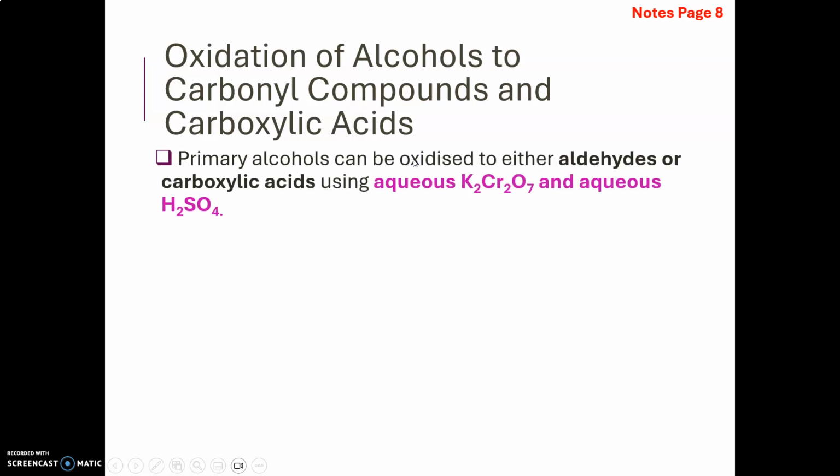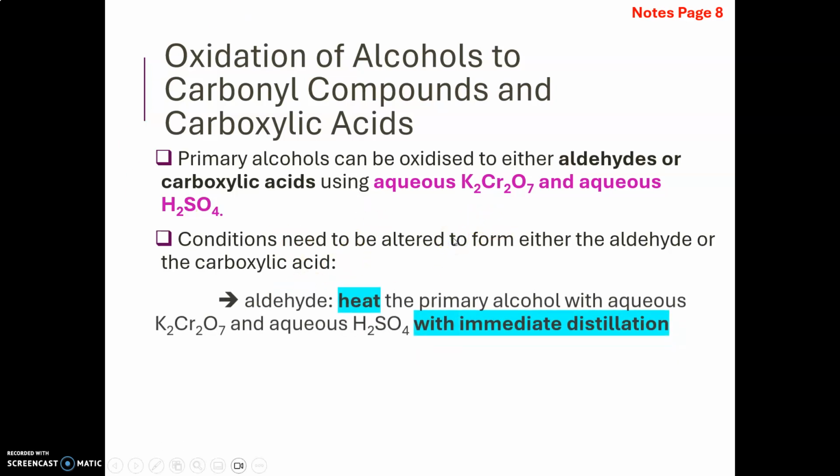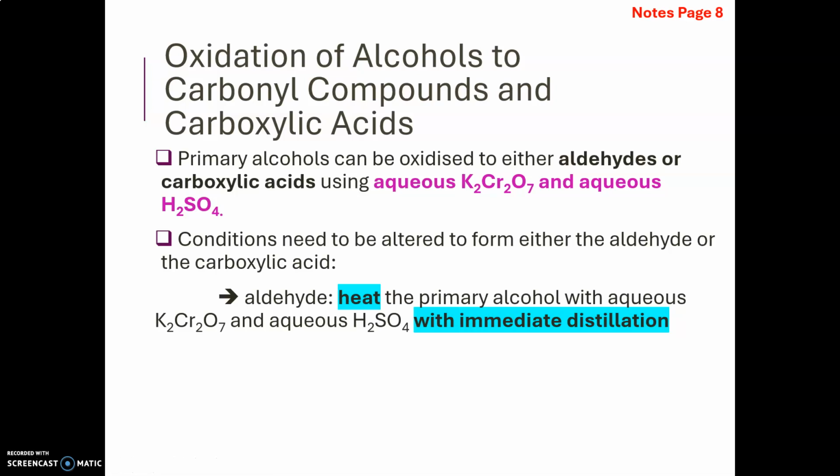So if you want to oxidize primary alcohols, we can oxidize them to either aldehydes or carboxylic acids using aqueous potassium dichromate(VI) and aqueous sulfuric acid, or acidified potassium dichromate(VI) for short. But there is a need to change the condition depending on whether you want to obtain the aldehyde or the carboxylic acid. If you want to obtain the aldehyde, you will heat the primary alcohol with aqueous potassium dichromate(VI) and aqueous sulfuric acid with immediate distillation.